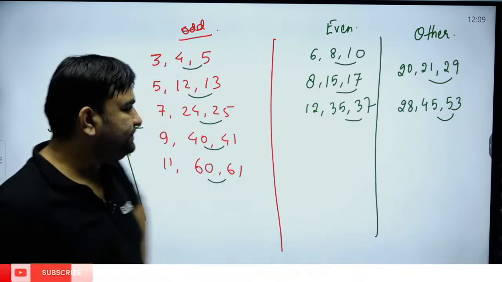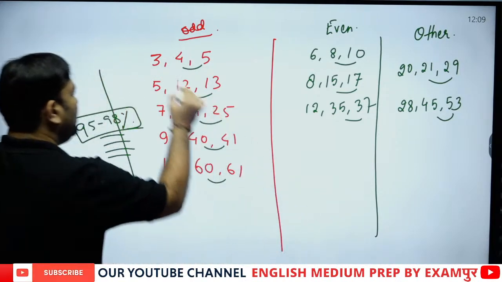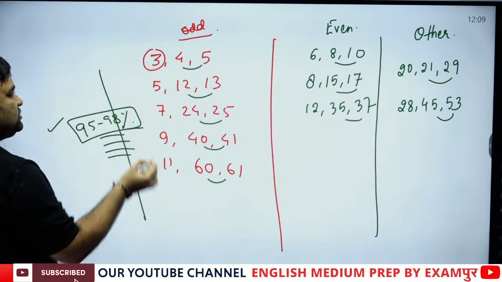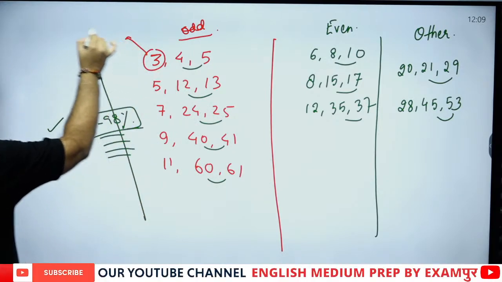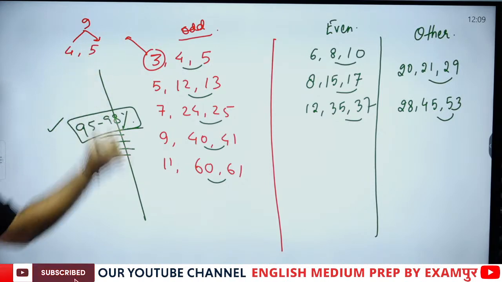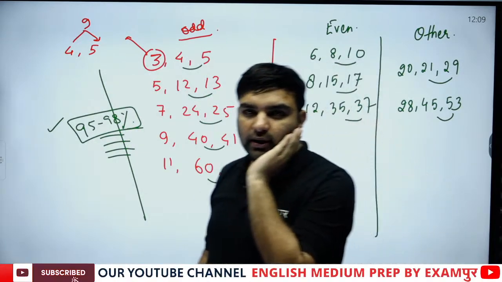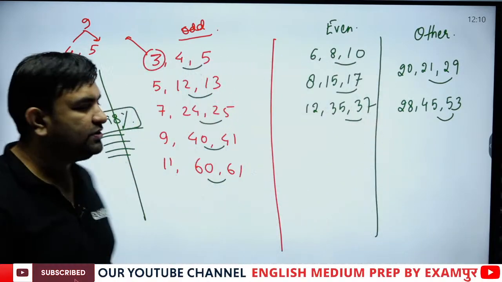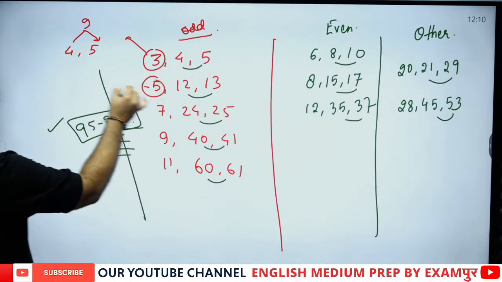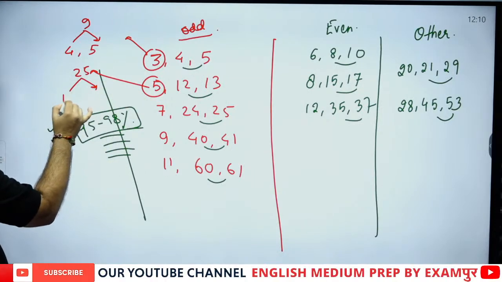The way is: square the lowest number, and divide into two numbers whose difference is 1. For example, 5 ka square is 25. Divide into two numbers whose difference is 1.